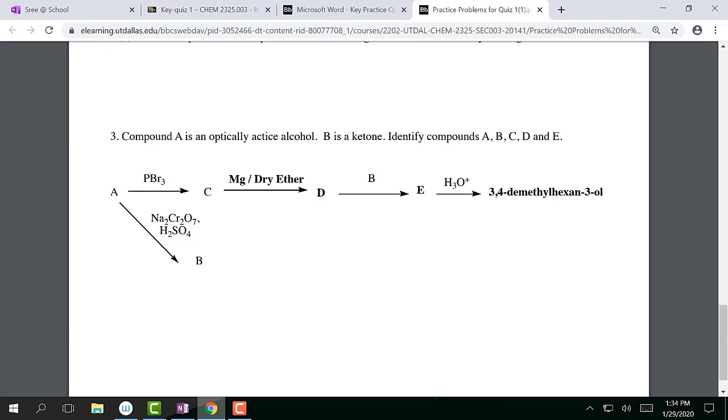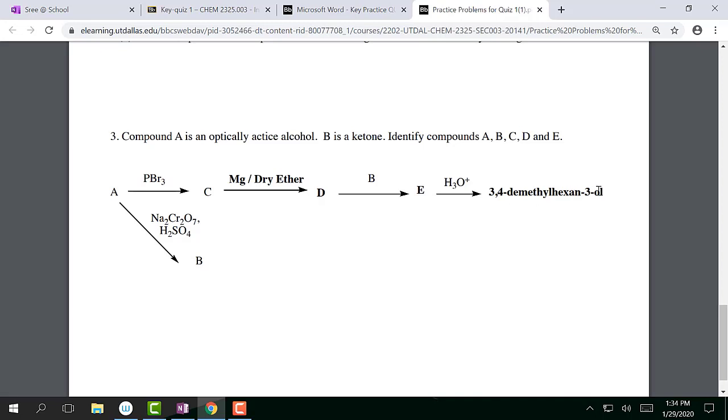And then it tells you that B is a ketone. So anytime MgBr reacts with a ketone, that will eventually make it into some type of tertiary alcohol. And then the H3O plus, that's just proper workup. That just makes the O minus into an OH. And then it tells you that you have an OH right here. That means there's going to be some type of alcohol at the very end.